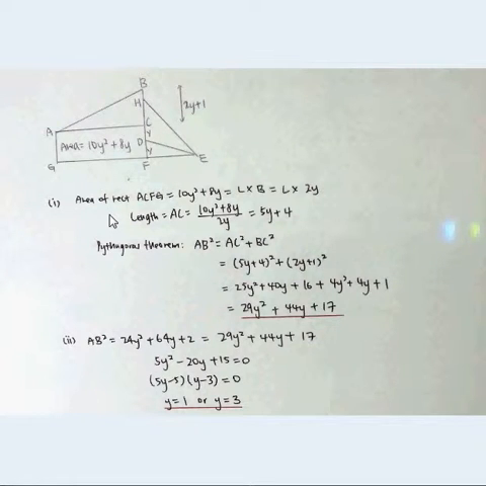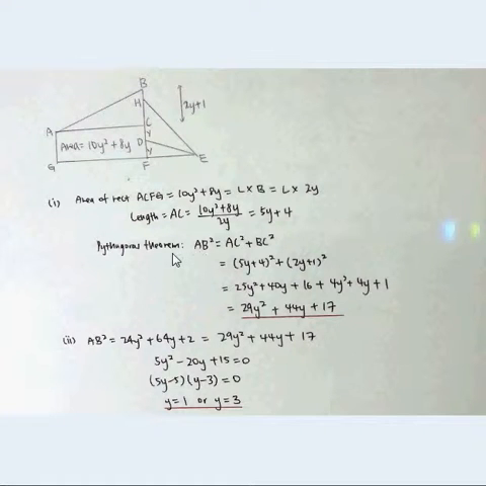We are given the area of rectangle ACFG, which is equal to 10y squared plus 8y, and this is equal to the length times breadth. For the breadth of the rectangle, we know that it is 2y. Therefore, we can find the length of the rectangle, which is 5y plus 4.